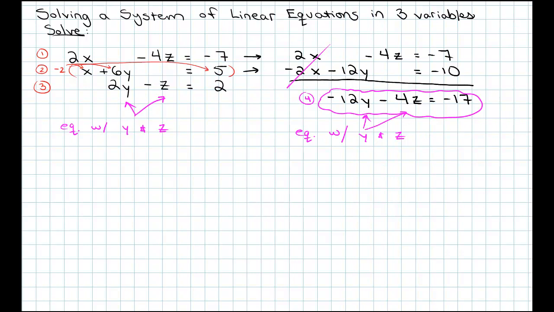All right, so let's go ahead and rewrite this. I'm going to rewrite this using equations 3 and 4 now. Equation 3 was 2y minus z is equal to 2. Equation number 4 was negative 12y minus 4z is equal to negative 17. All right.